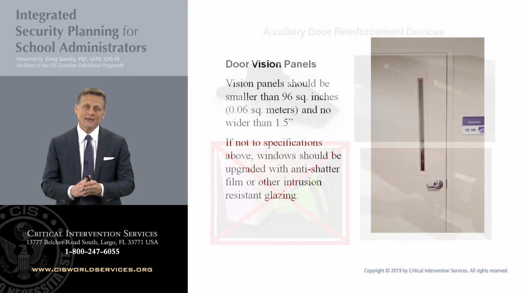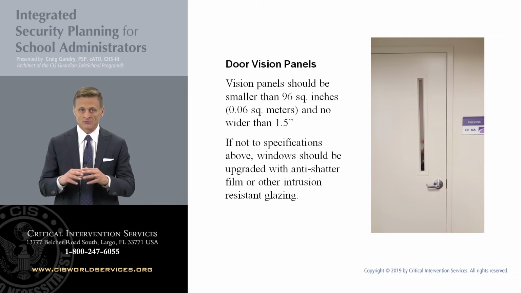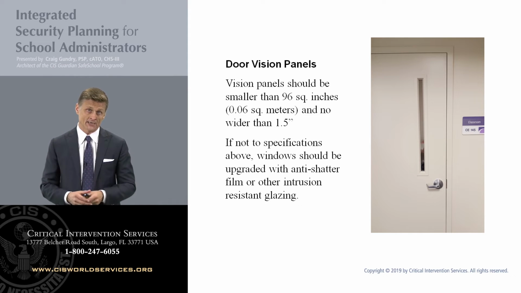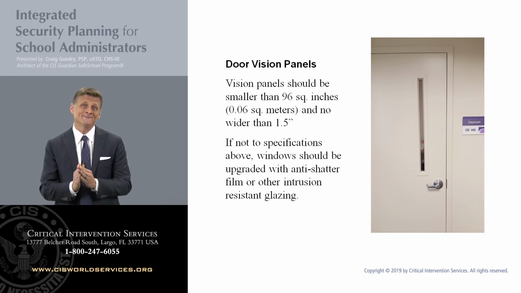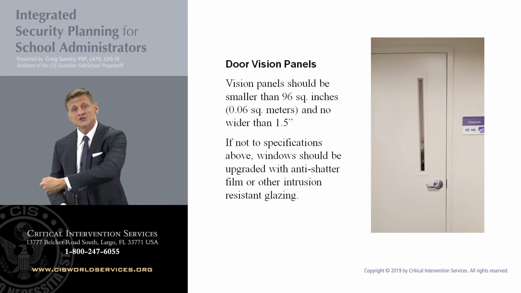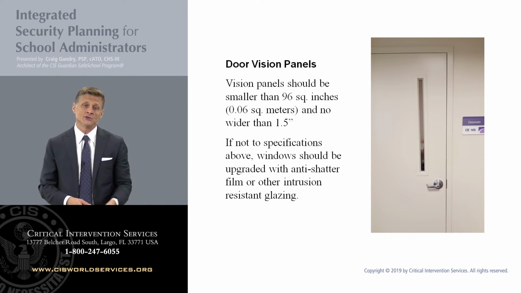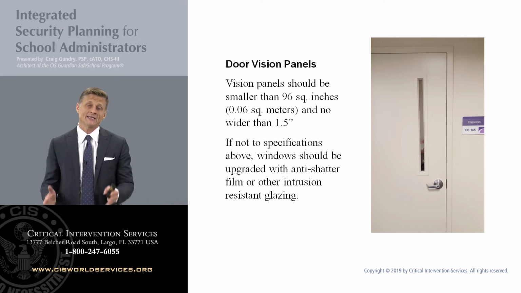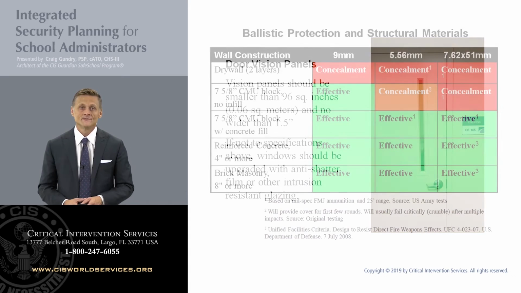Now, door vision panels, again, as we mentioned, should be no larger than 96 square inches. That's actually a U.S. Department of Defense guideline for safe rooms. And should be no wider than 1.5 inches. That's to prevent somebody from being able to break the vision panel, reach inside the door, and manipulate the door handle. If they're not to this specification, then windows should be upgraded with the use of anti-shatter film or some other type of intrusion-resistant glazing, like polycarbonate or laminated glass.